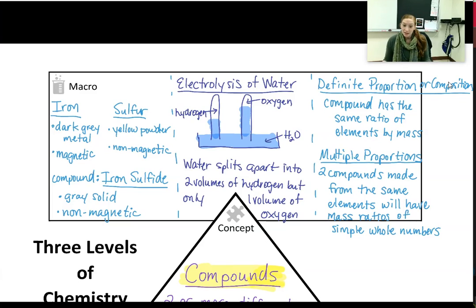Okay, so this is our final addition to our compounds 3 levels diagram. That should wrap us up with this. If you haven't already, it's time to look at percent composition, which is another way of looking at compounds.